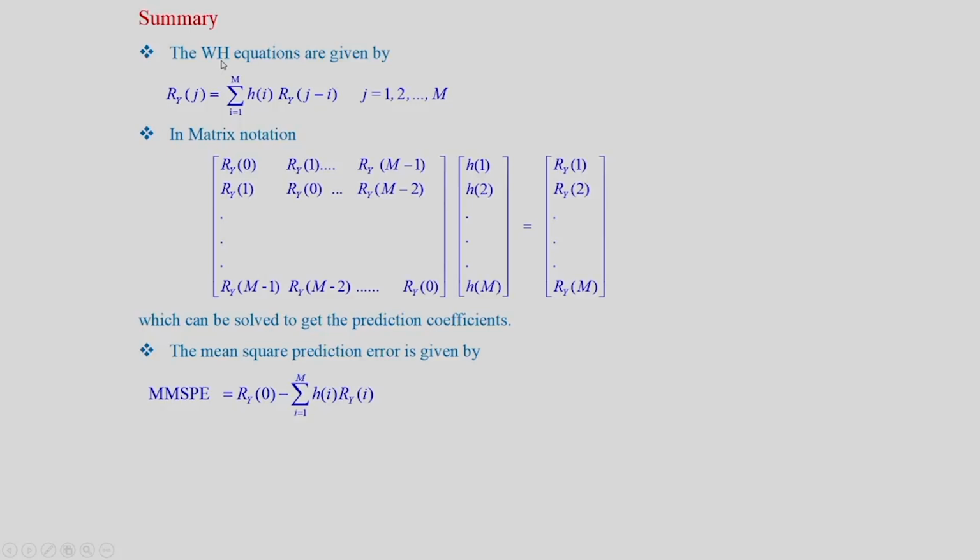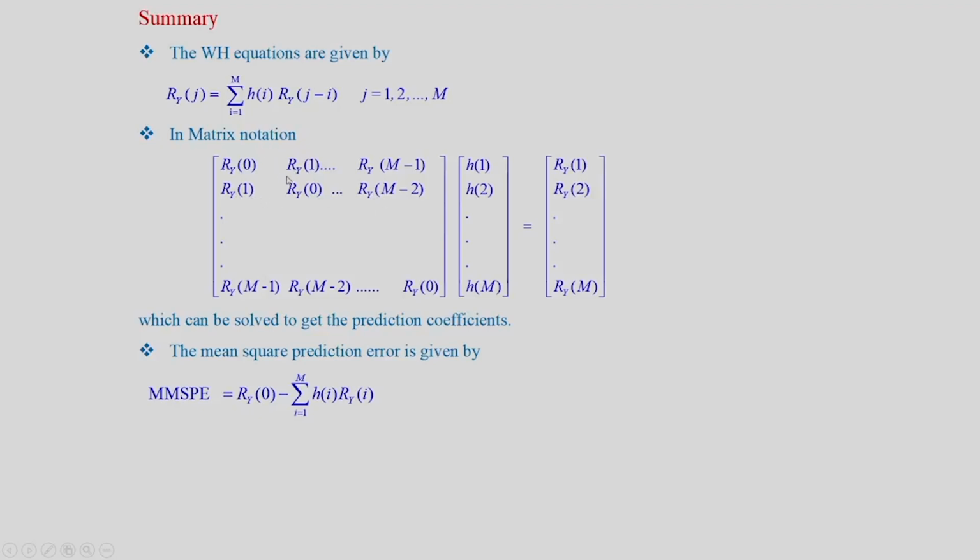For the linear prediction problem, the Wiener equations are given by this: Ry(j) is equal to summation h_i into Ry(j minus i), i going from 1 to m. This is for j equal to 1 up to m. So, in the matrix notation I can write like this. So, this Ry(j) I bring to the right hand side. So, that way this column will be Ry(1), Ry(2) up to Ry(m), and this is the m by m autocorrelation matrix.